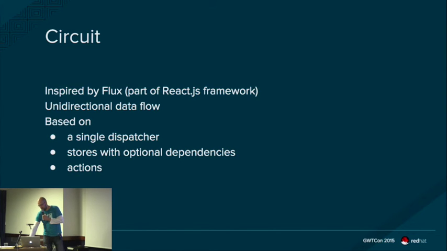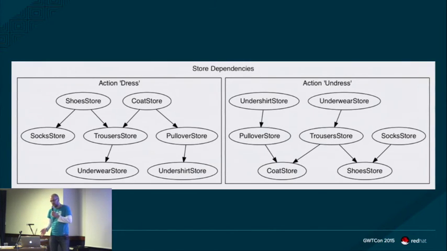And some hypothetical example is something like if you want to dress up, you normally first put on your underwear before you put on the trousers and then put on the shoes. And the reverse thing is then the undress action. So this is just to have a better understanding of how this could look in the code.